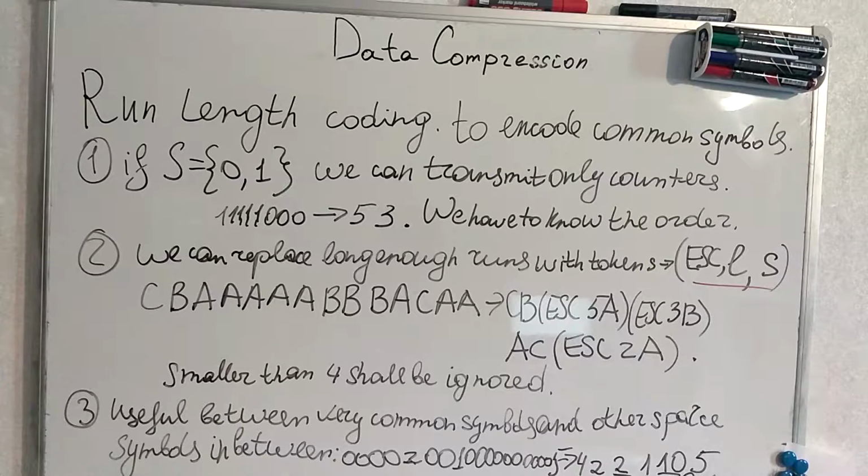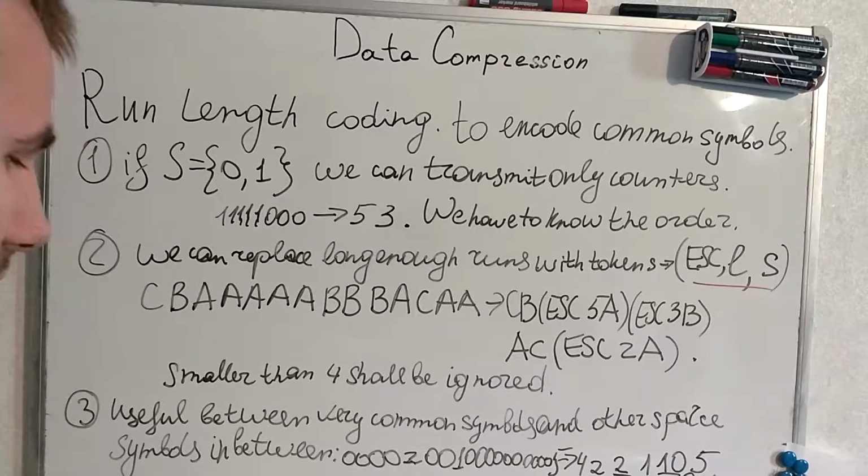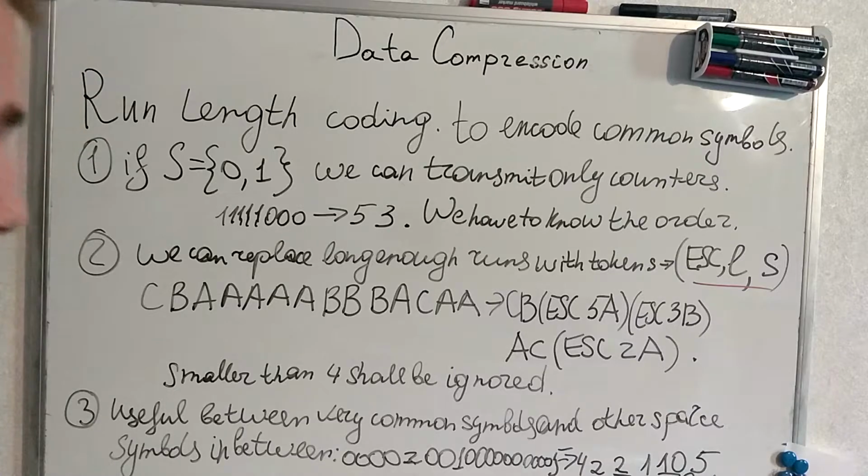The third example is useful with very common symbols and other sparse symbols in between. For example, here are 4 zeros, then 2, once again 2 zeros, then 1, then 10 zeros, and then 5. Thus we encode it as 4, that refers to zeros, 2, that refers to a sparse symbol that separates one piece of the sequence from the next part of zeros, then 2 once again for 2 zeros, and 1, and 4 in similar fashion.